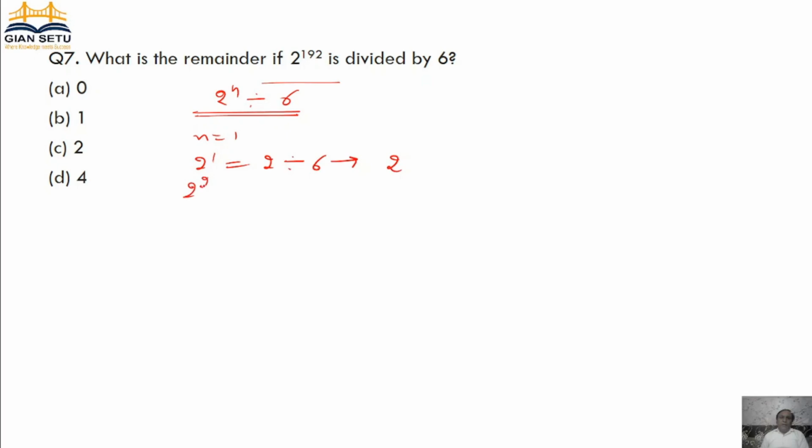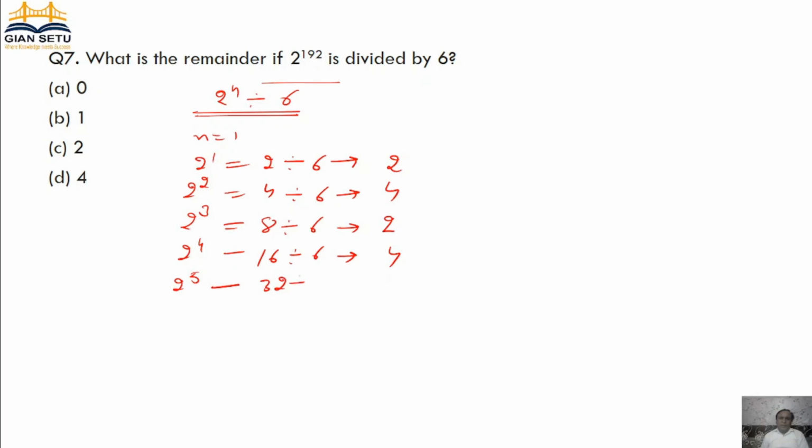Now when n is equal to 2, we have 4, and if we divide it by 6, we get 4. When n is equal to 3, we have 8, and if we divide it by 6, we again get 2. When n is equal to 4, we have 16, and dividing by 6 we get 4. Similarly, when n is equal to 5, we get 32, and dividing by 6 we get 2 as remainder. When n is equal to 6, we get 64, and dividing by 6 we get remainder 4.